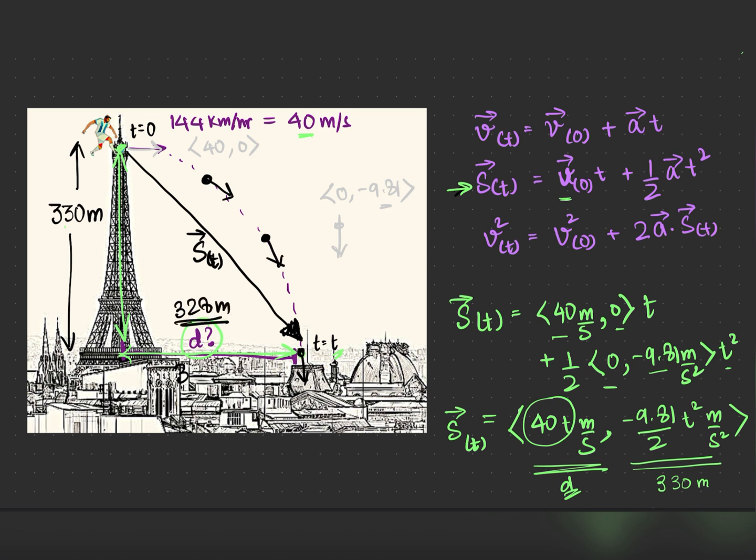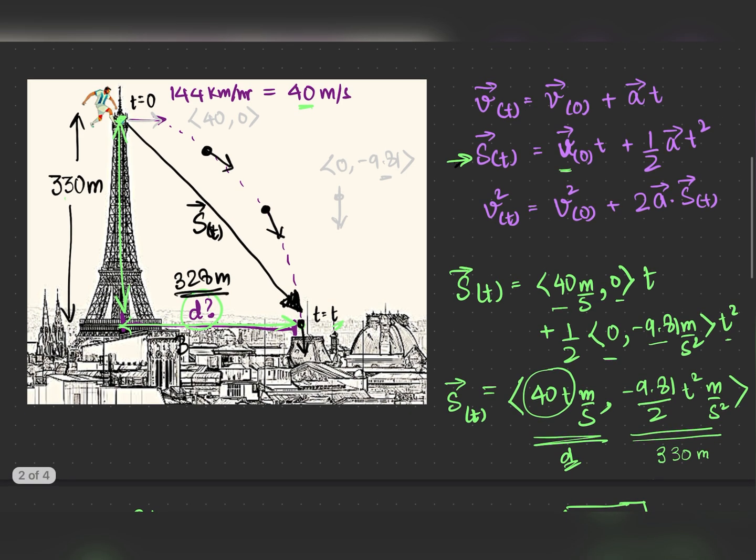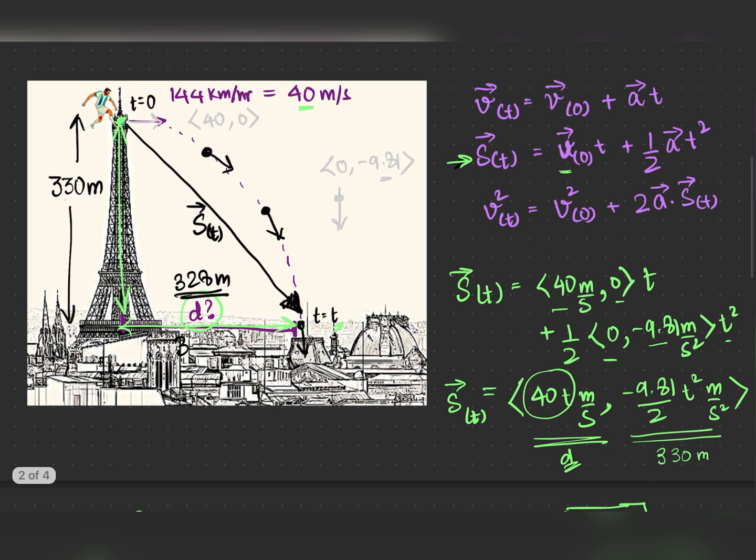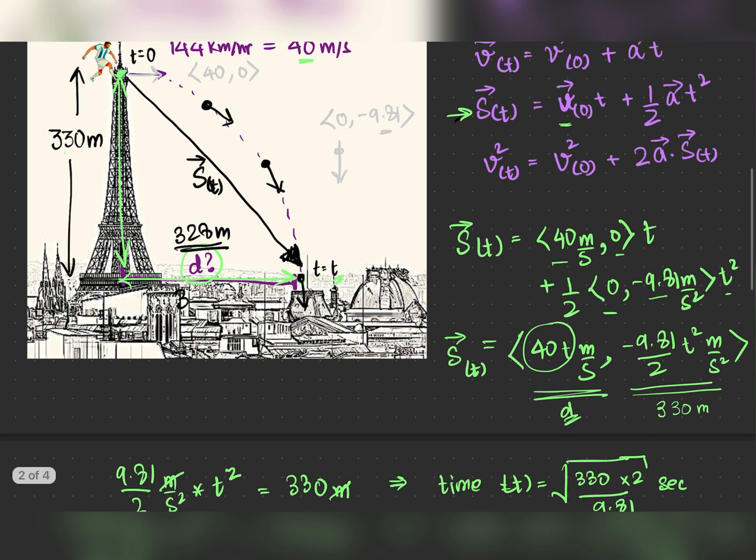So that's the impressive distance with which Messi is able to hit the ball further from the Eiffel Tower in the horizontal direction, if he hits the ball from the top of the tower at his fastest shooting speed of 40 meters per second. There you go.